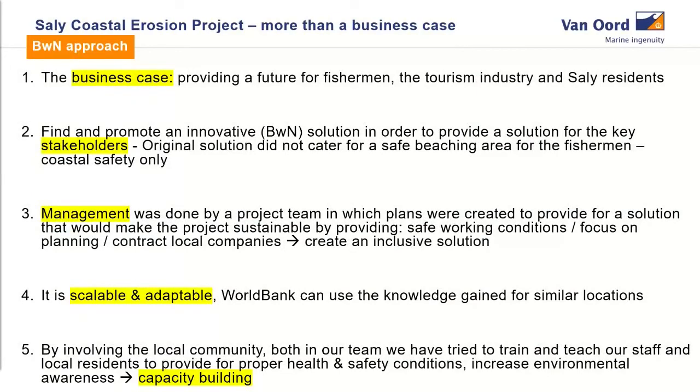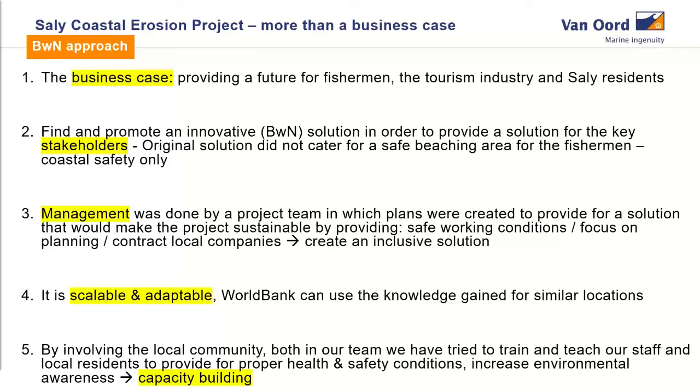Recap, my last 2 slides, the business case. I think it's clear, we provide a future for fishermen, the tourism industry and Saly residents. You can't do it on your own. You really have to make sure that the key stakeholders are involved in the process. The earlier they are involved, the more beneficial for the whole project it is. Management by a team is also very important.